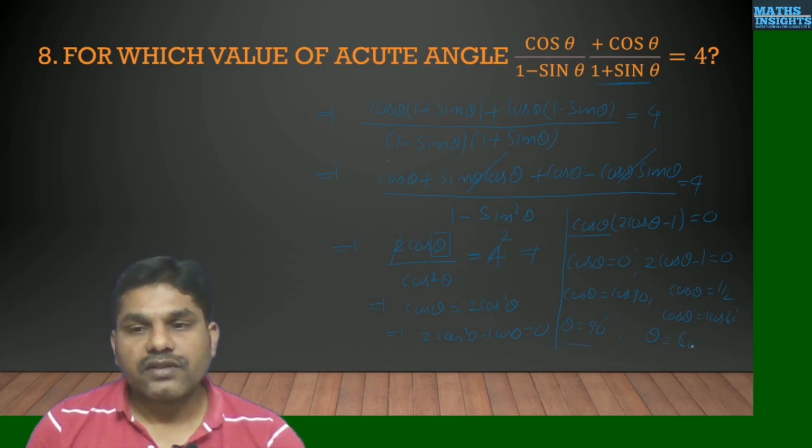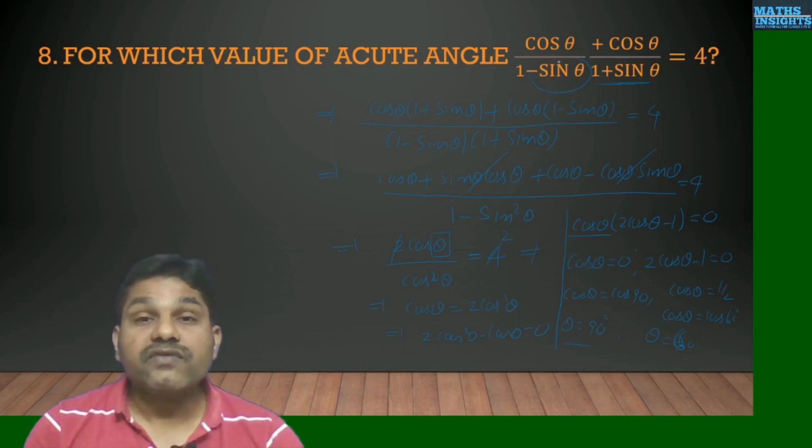Which one is the correct answer? If theta equals 90, sin theta becomes 1, since sin 90 is 1. Therefore 1 minus sin theta becomes 1 minus 1, which is 0, and division by 0 is undefined. Therefore you should not take theta equals 90. You have to take theta equals 60. They are clearly saying acute angle, and acute means between 0 and 90. So 60 is between 0 and 90. Therefore this equation is satisfied for theta equals 60. So our answer is 60 degrees.